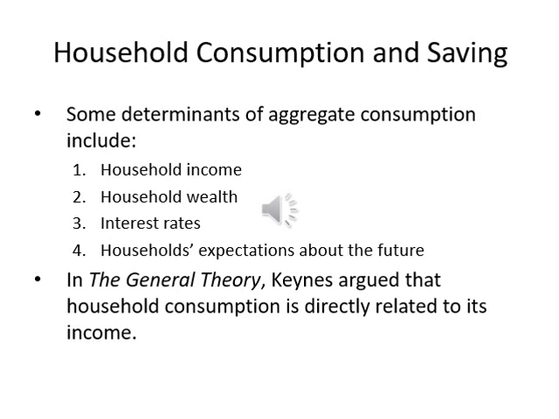Household consumption and saving. Some determinants of aggregate consumption include household income, household wealth, interest rates, and households' expectations about the future. In The General Theory, Keynes argued that household consumption is directly related to its income.